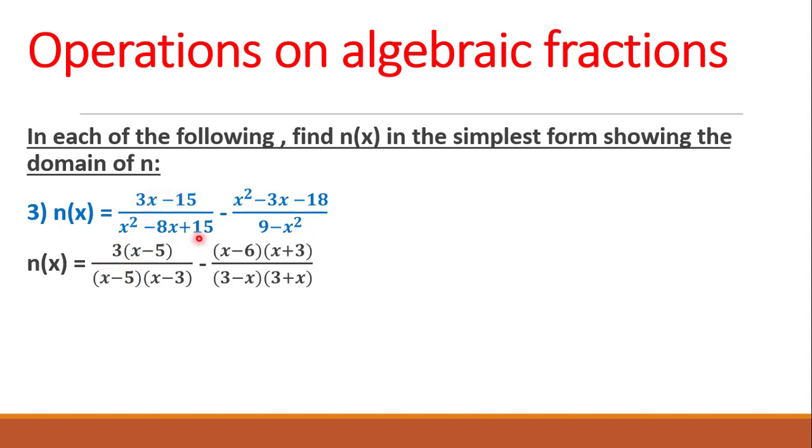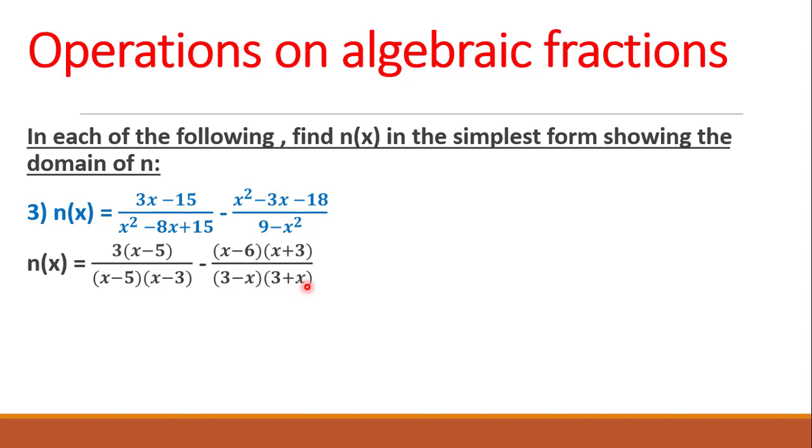Here I'll factorize the denominator. 15 is 3 multiplied by 5, and x power 2 is x multiplied by x. Here positive sign, it means the two brackets have the same sign as the middle. So it will be x minus 5 multiplied by x minus 3. What about the second one? Here we have x power 2 minus 3x minus 18. I'll factorize it as x minus 6 multiplied by x plus 3. And here we have difference between two squares, so it will be 3 minus x multiplied by 3 plus x.